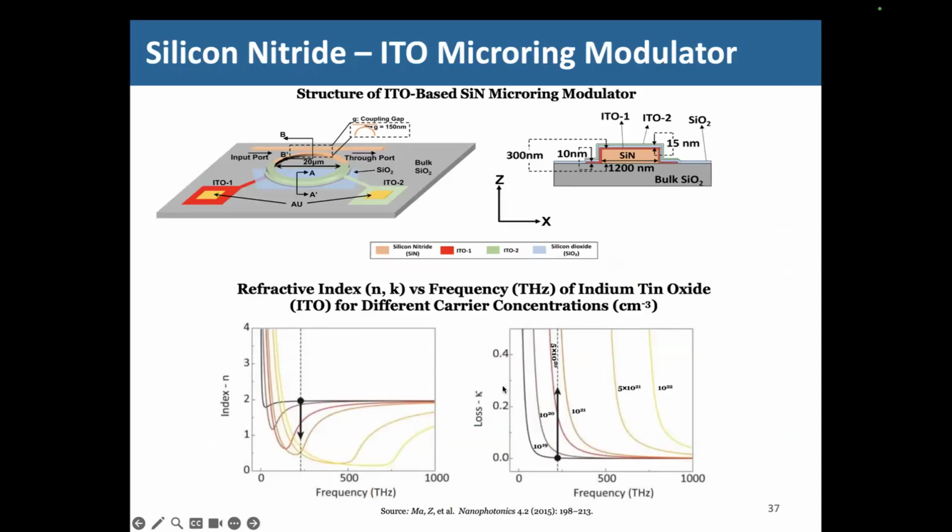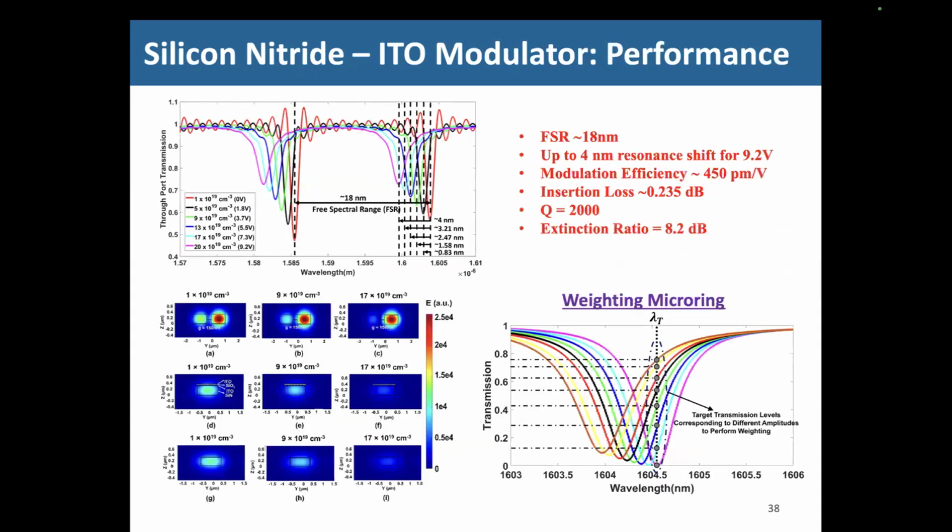It employs this high electrorefractive activity of ITO. So this is the Drude-Lorentz model that shows that at some frequencies you have very high electrorefractive activity in ITO. And this is true for other transparent conductive oxides as well going forward. So we did this analysis. We could achieve 18 nanometer FSR with 450 picometer per volt modulation efficiency. The peak voltage required was 9.2, a little bit on the higher side.